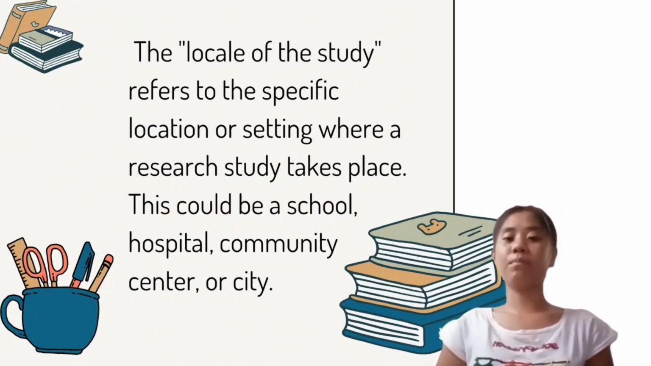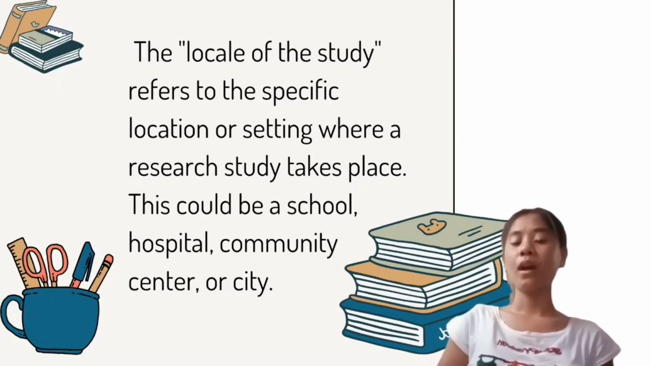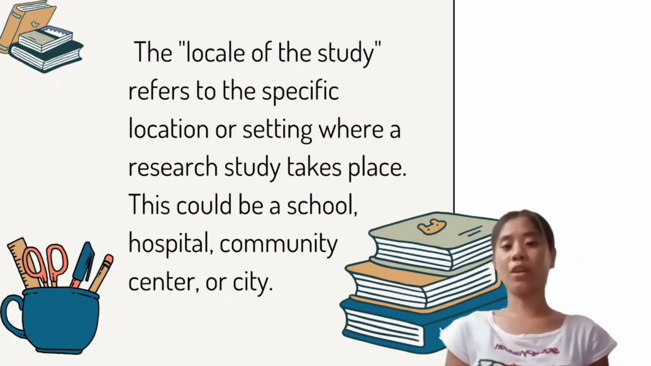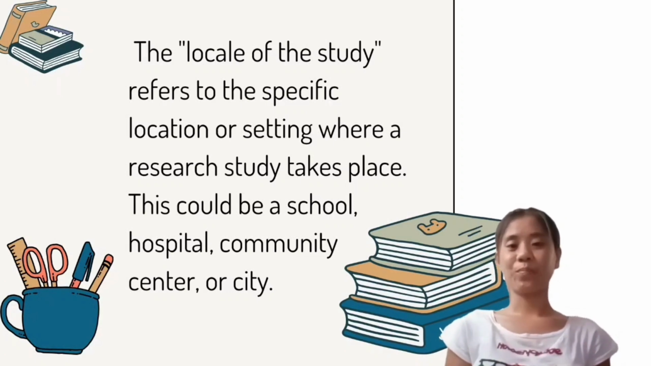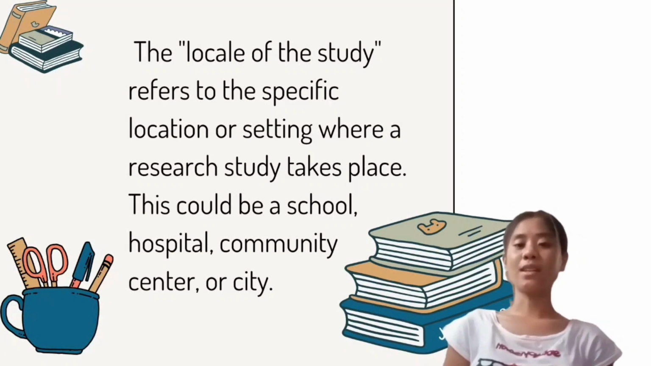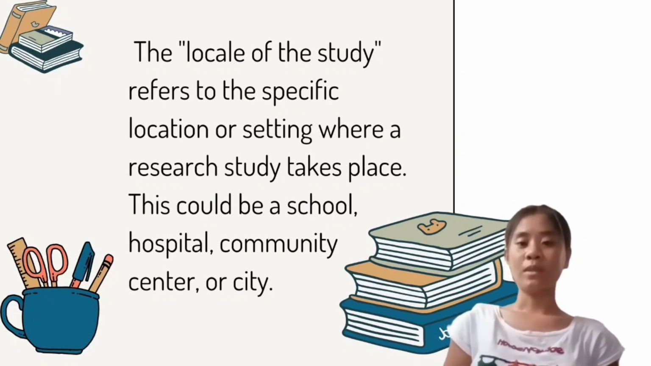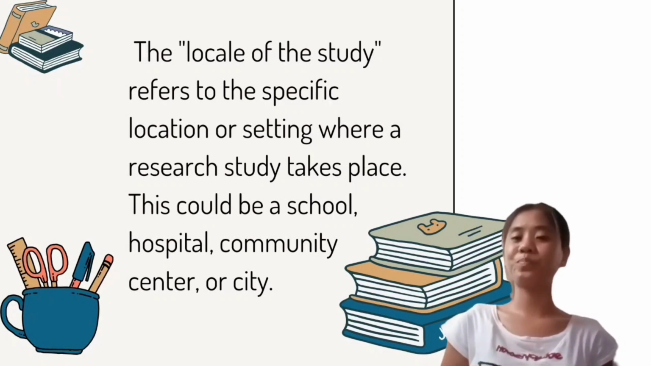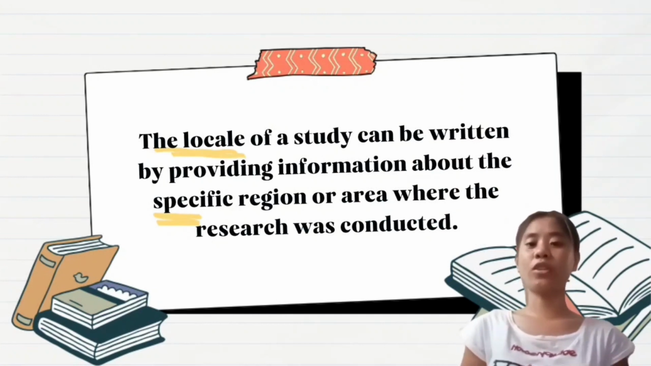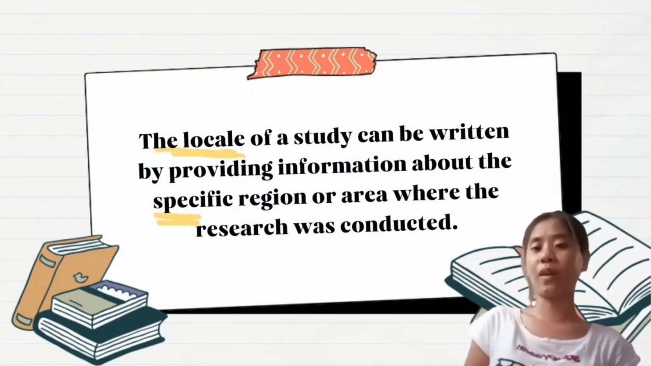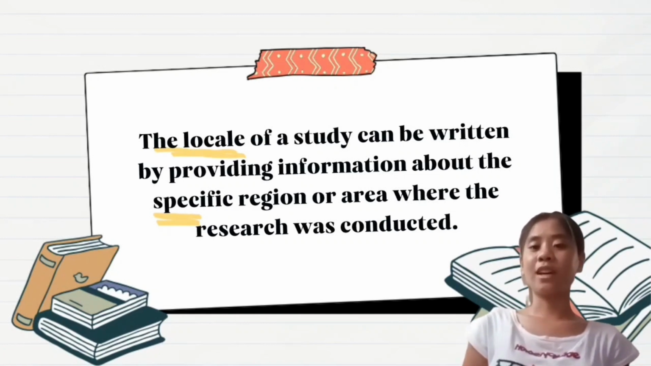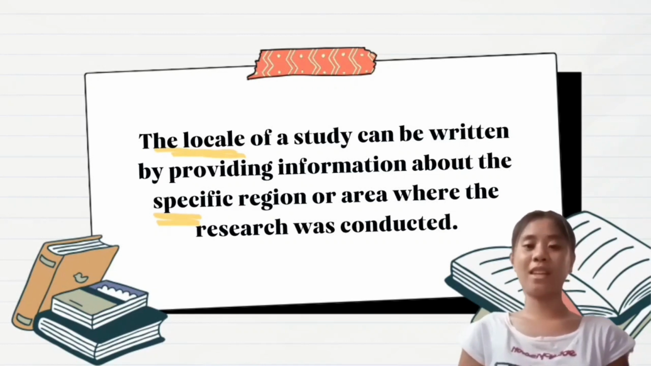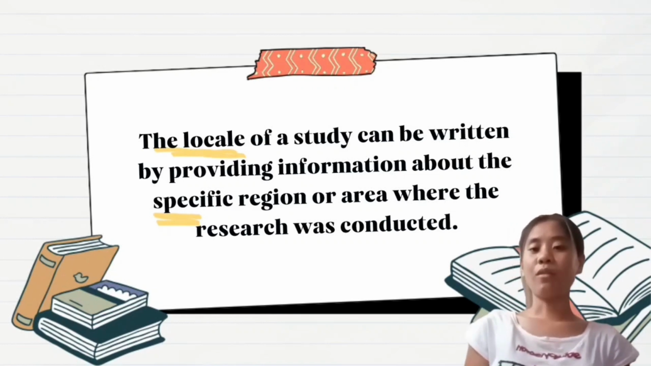The locale of the study can be written by providing information about the specific region or specific area where the research was conducted. These include details such as the country, city, or specific location where the data collection or analysis took place. Research locale is a term that refers to a specified area and or subject that is being studied in a research project. It is also known as the setting of the study. It includes both the laboratory and the field study.